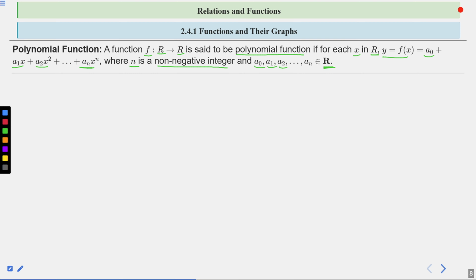So if you are having such type of form, if you are having any function of this form, those functions will be your polynomial functions. Clear? Is this clear? Anybody having any doubt?